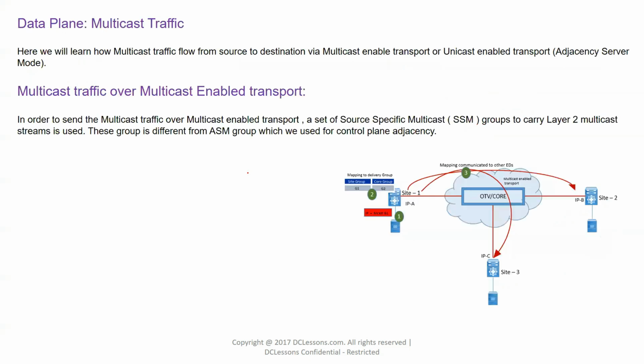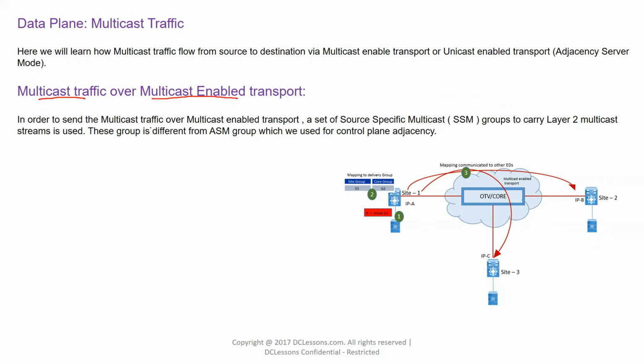Now let's see how the data plane works for multicast traffic. Here we will learn how multicast traffic flows from source to destination via a multicast enabled transport or a unicast enabled transport. So let's suppose I have two types of transport: one is the multicast enabled transport and another one is the unicast enabled transport. First we will see how multicast traffic is sent over the multicast enabled transport.